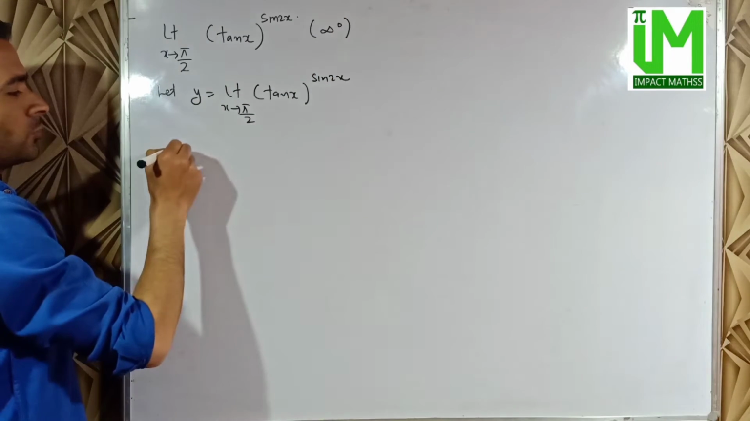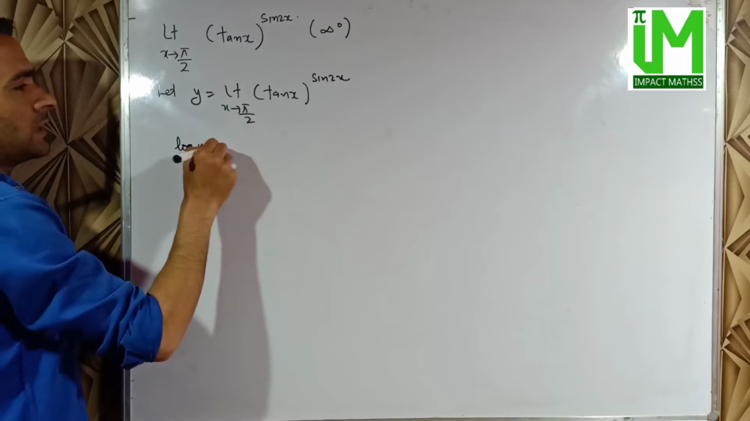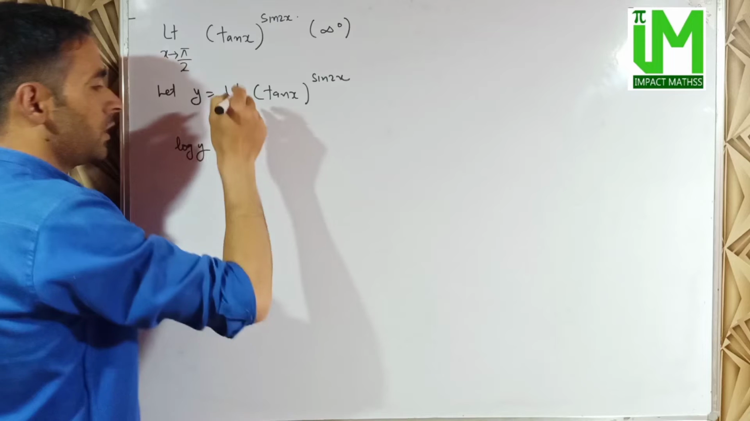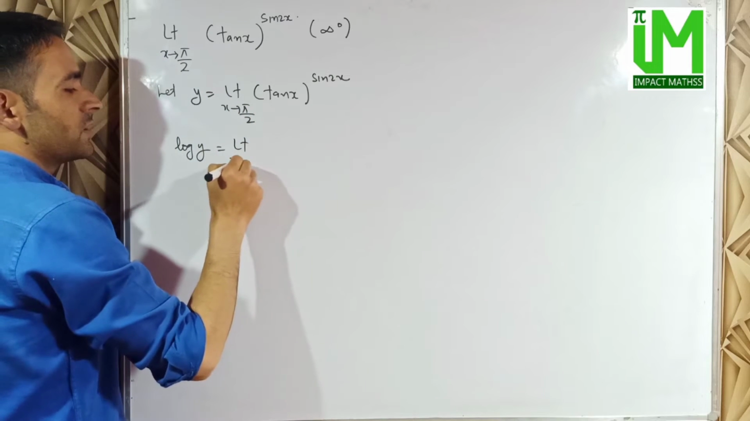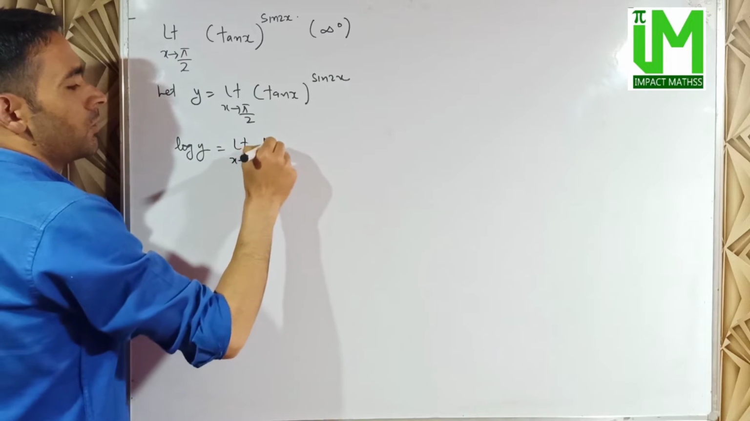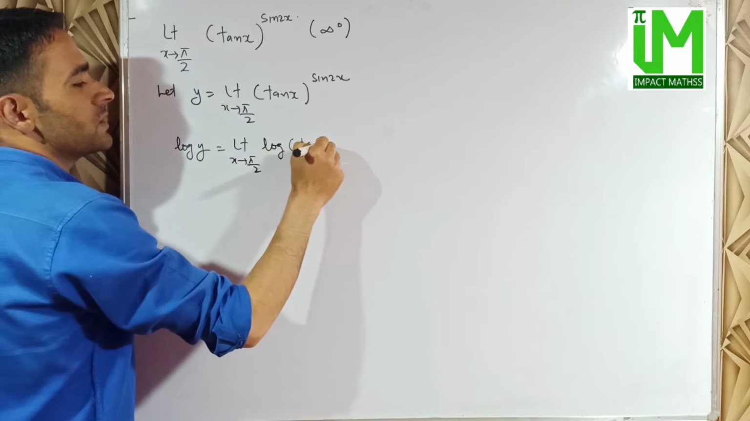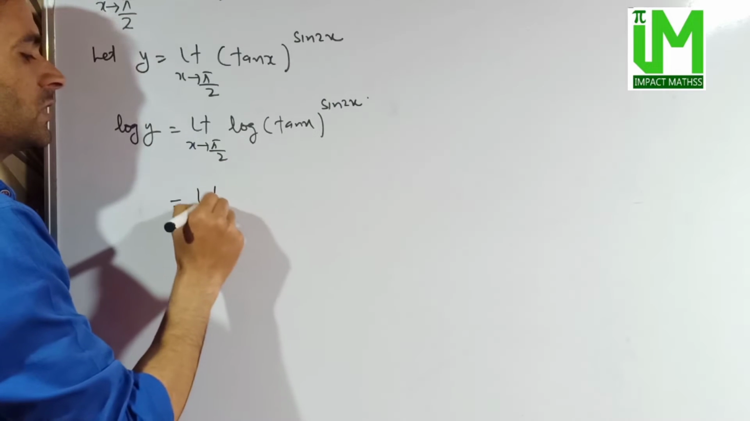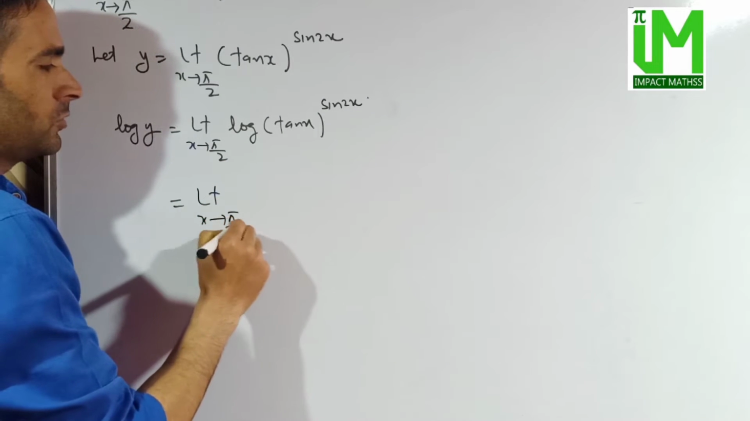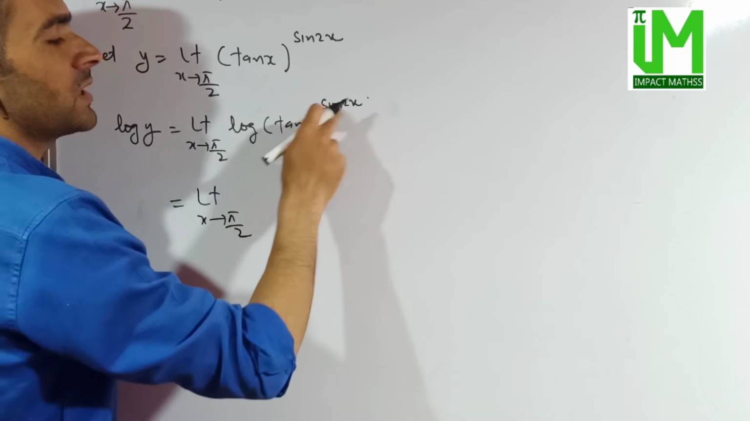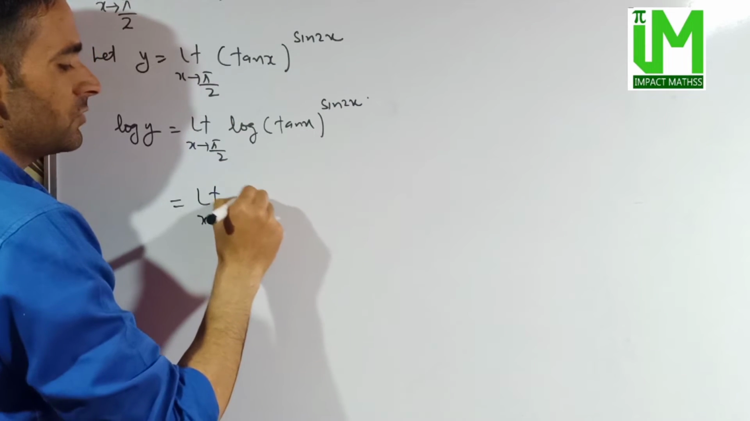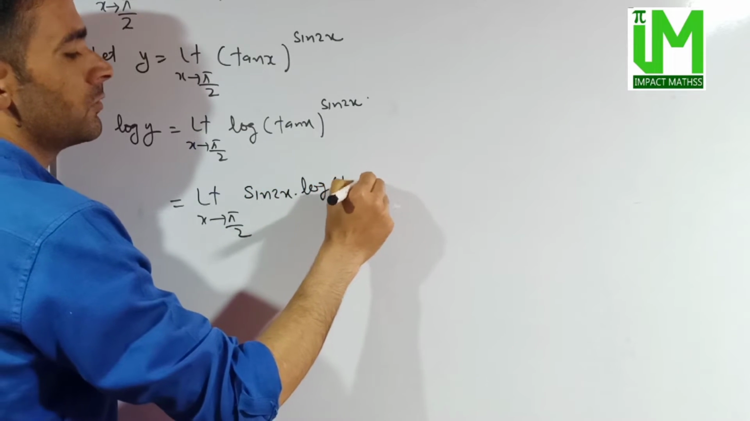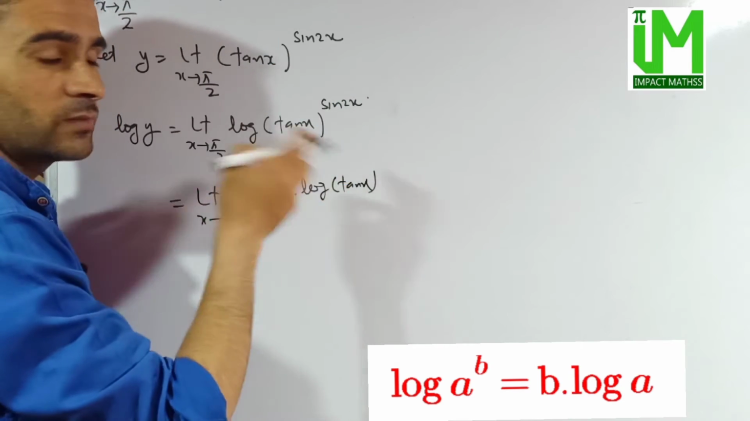So taking log both sides, it will be log of y is equal to, and we know log of limit is limit of log, so it will be limit x tends to pi by 2 of log of tan x raised power sin 2x, which is equal to limit x tends to pi by 2 of sin 2x into log of tan x, because we know log of a raised power b is b log a.